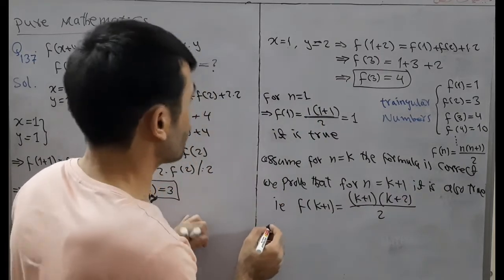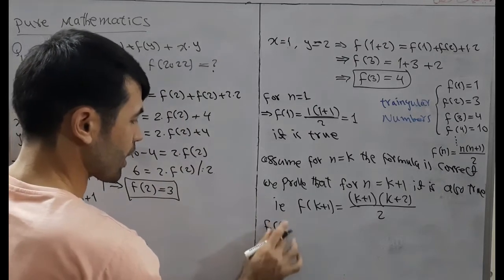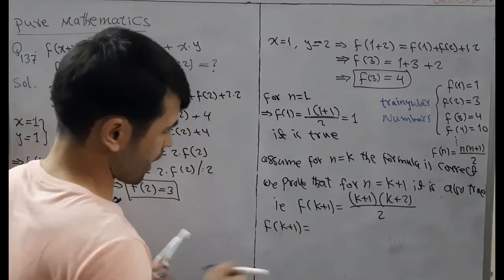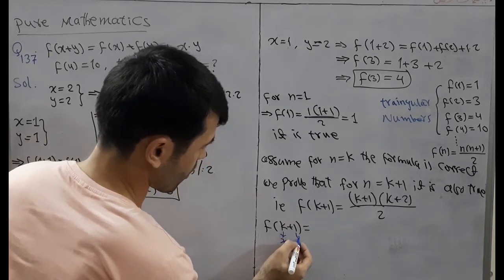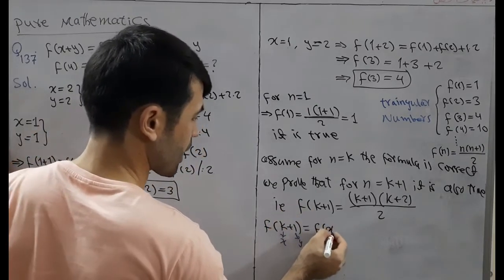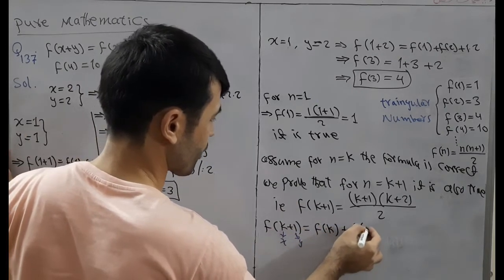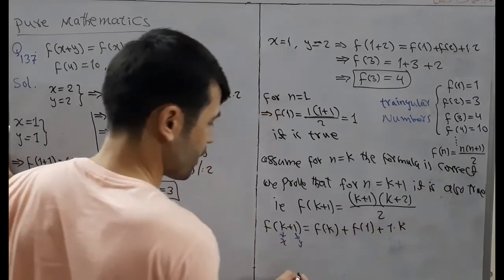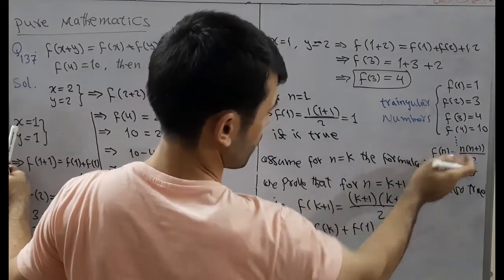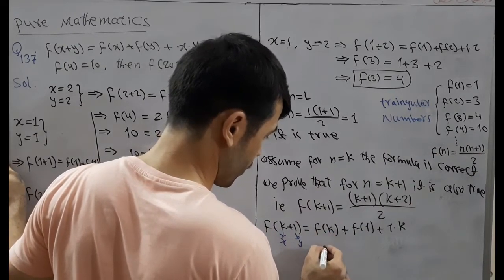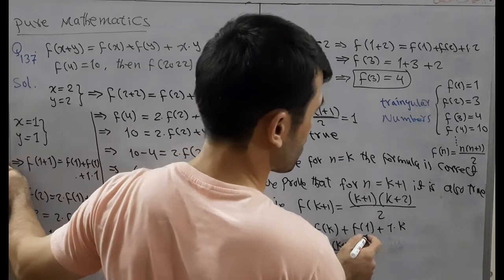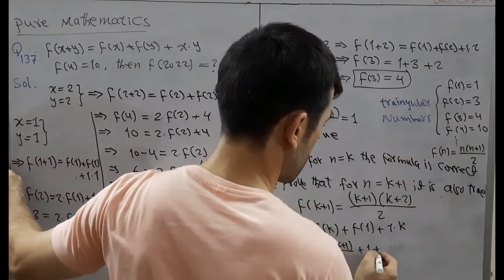Here we have this formula, f of k plus 1, where k is equal to x, 1 is equal to y. Then f of k plus f of 1 plus 1 multiplied by k. Here f of k is equal to k multiplied by k plus 1 divided by 2, plus f of 1, which is equal to 1, plus 1 multiplied by k.